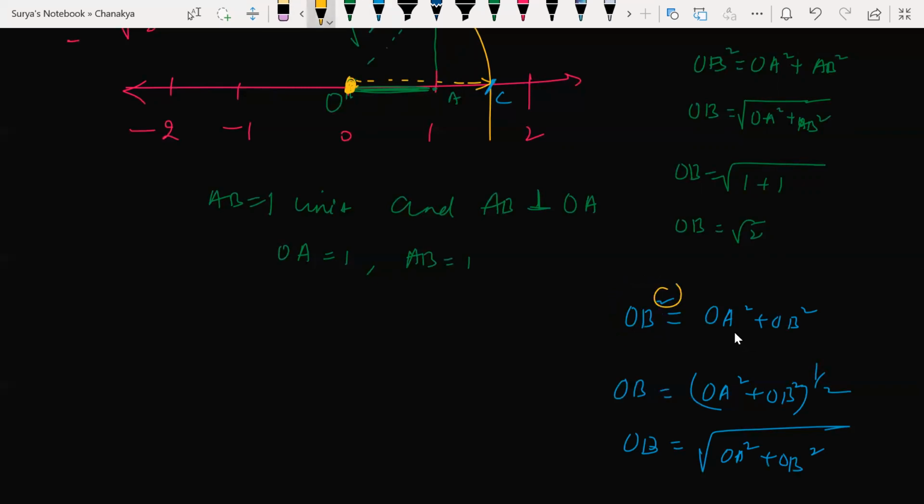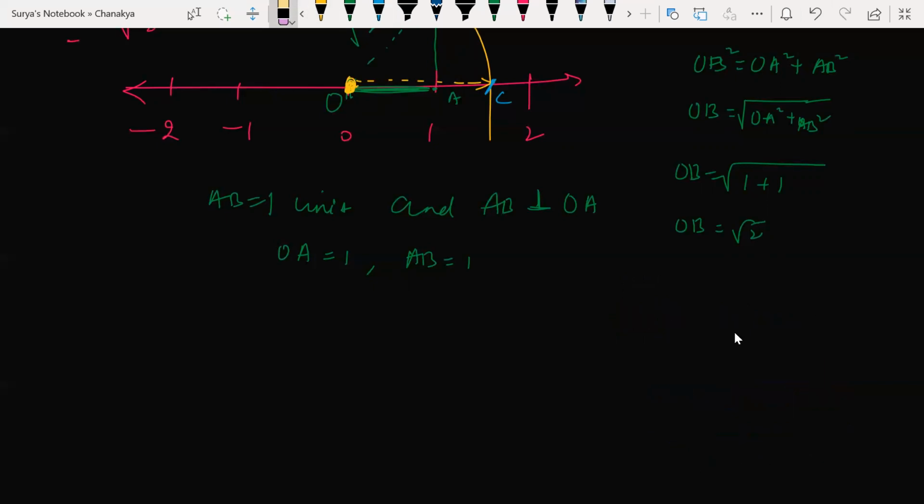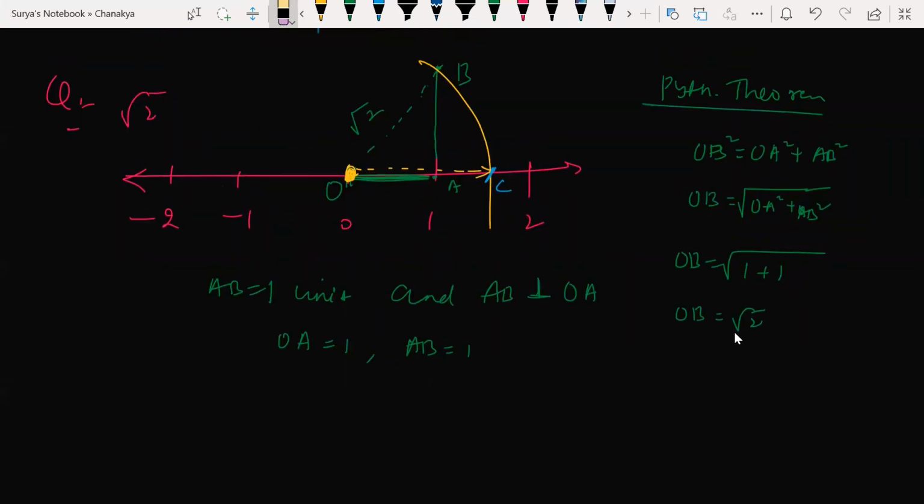Sir, while drawing the right angle triangle on that number line, I didn't understand how we should draw it: with a compass, or a scale, or freehand? That part I'm not understanding. Which one? That arc you mean? No, sir, the right angle. Is it okay if we do it directly with a scale, or should we take a compass and build a triangle?